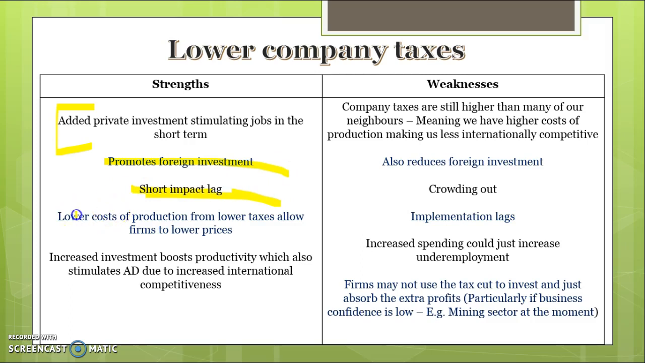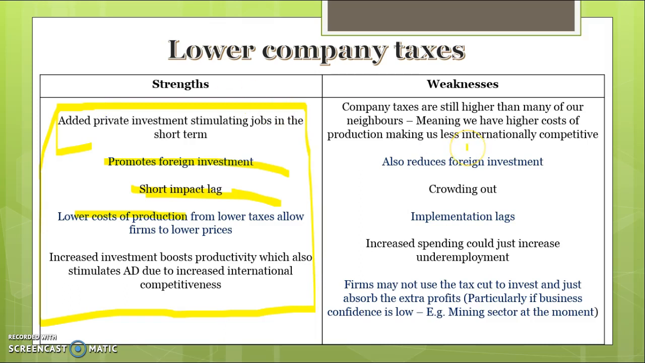You can link to the fact that it helps to reduce firms' cost of production, which again allows them to charge lower prices. And all of this investment should help to boost productivity and increase our international competitiveness as we invest in new technology and machinery and so on. So really, analysing the purpose of lower company taxes, what are the strengths in terms of trying to promote growth.